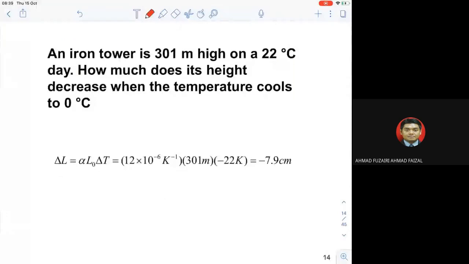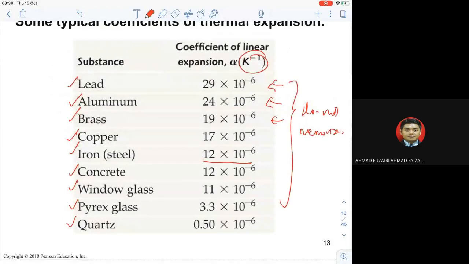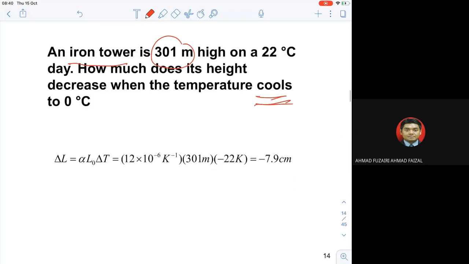So let's say you have an iron tower, 30 meters high. On a 22 degree Celsius day, how much does its height decrease when the temperature cools to 0 degrees Celsius? Let me do the situation slowly. Right now we are using an iron tower. According to the table, iron will be 12 times 10 to the power of negative 6. So that's why I'm saying alpha is not for us to memorize. Maybe they will put here that alpha is 12 times 10 to the power of negative 6 K negative 1, like that.